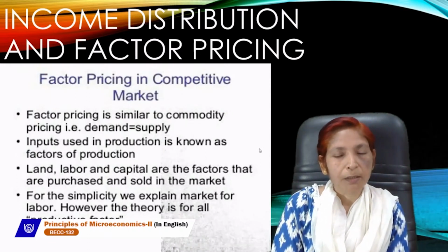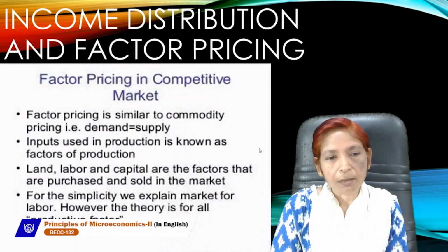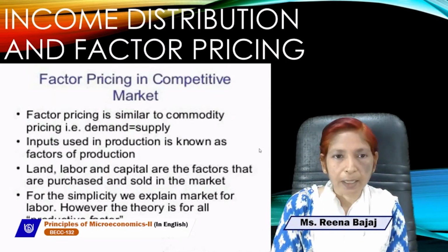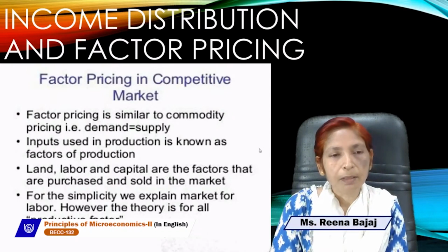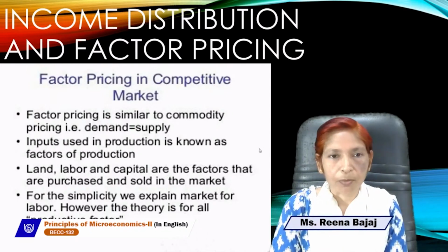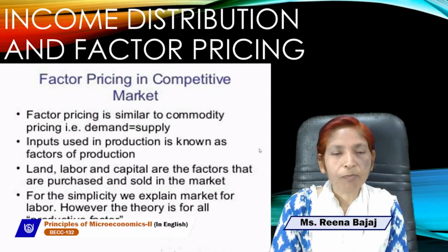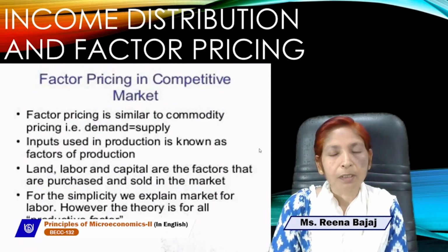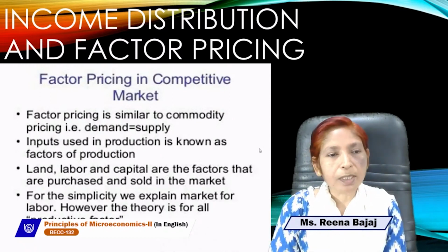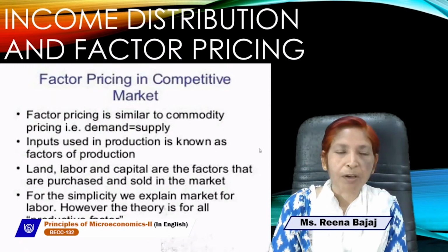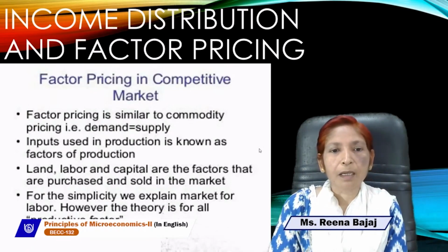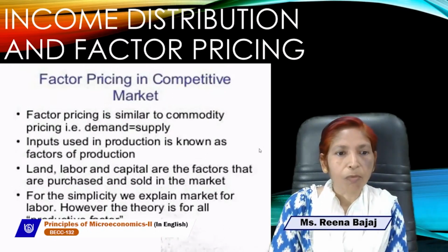As you know, factors of production are four: land, labor, capital, entrepreneur. All these four factors of production contribute in the production of goods and services. Factor pricing in a competitive market is determined where demand is equal to supply.